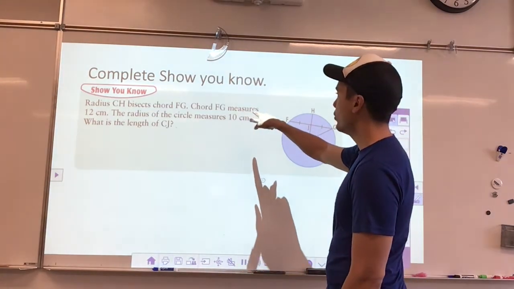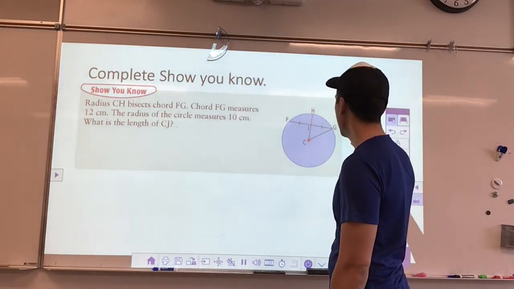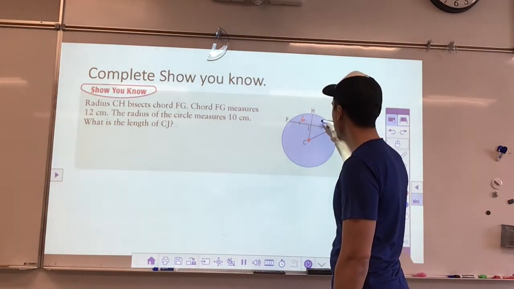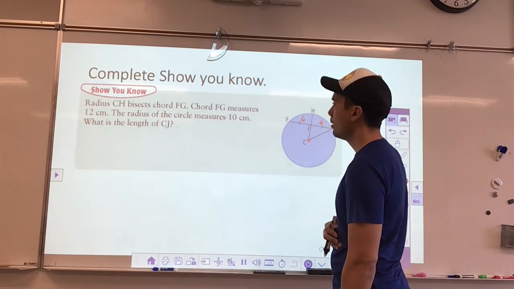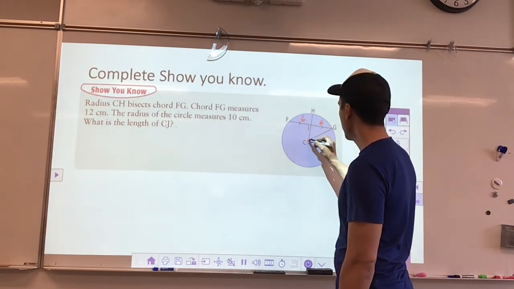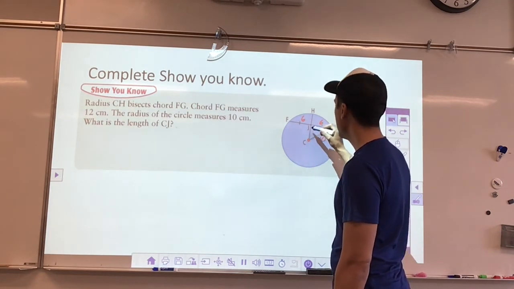So chord FG measures 12. FG, this whole thing, is measuring 12. But I see that it's cut in half, so I'm just going to put a 6 here and a 6 here. The radius of the circle is 10, so from the center to the edge is 10. What is the length of CJ?